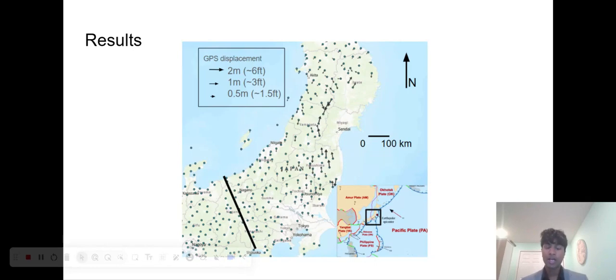The picture on the slide right now is a screenshot of the model that was created as a result of the calculations. Each blue dot represents a GPS station, while the arrow's direction and size represents the magnitude and direction of the displacement, as per the key provided. In the bottom right is a tectonic plate map of Japan, just to give some context on the area that we're analyzing, as well as the tectonic context.